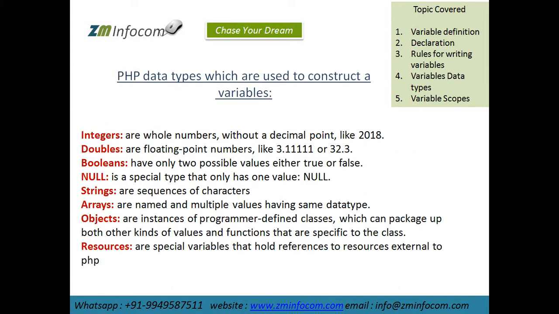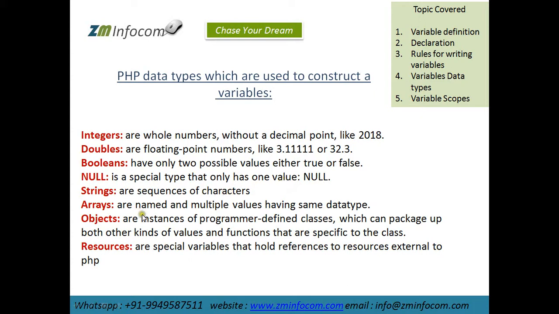PHP data types which are used to construct the variables. Integer, a whole number without decimal points, like you can see in the example we have given, 2018. Double are floating point numbers. You can see here that we are using decimals. Boolean has only two possible values, that is true or false. Null is a special type that only has one value, that is null.